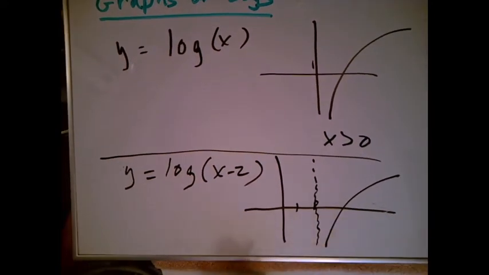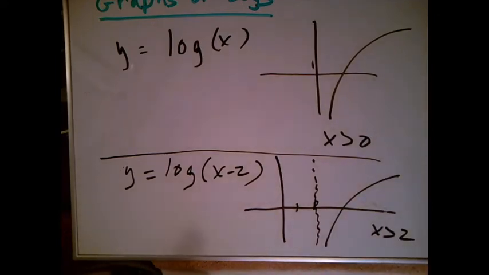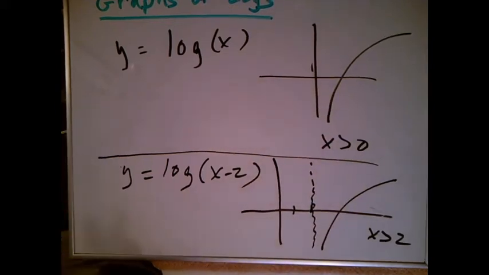Everywhere I draw a horizontal line, I will hit the graph. But it does change the domain. The domain is now just the x values bigger than 2. And we see the asymptote, instead of being the y-axis, is now the line x equals 2. So those are the two biggie things graphically.